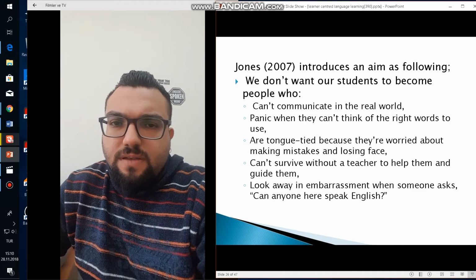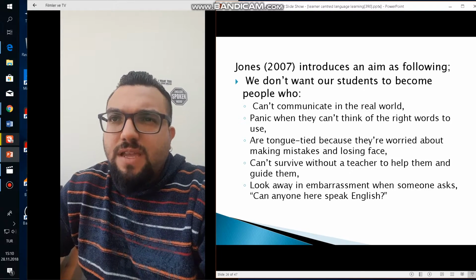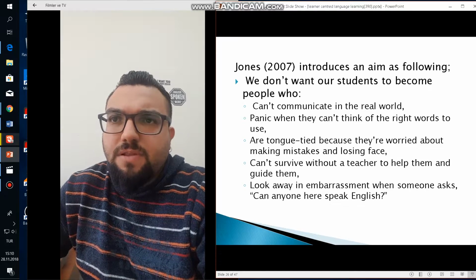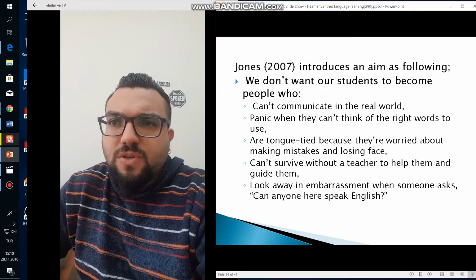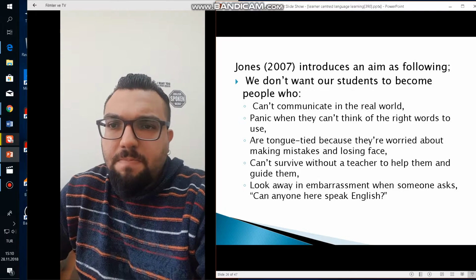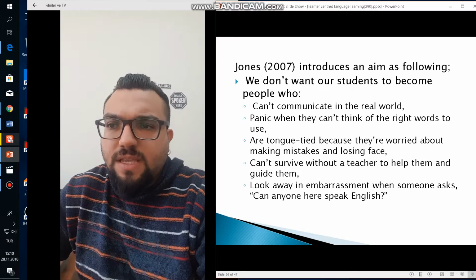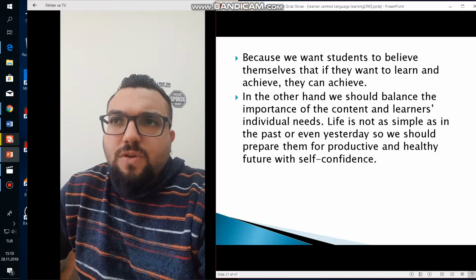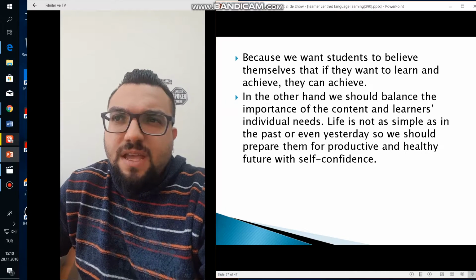The goals of student-centered learning. Jones introduced an aim as follows: we don't want our students to become people who can't communicate in the real world, panic when they can't think of the right words to use, are tongue-tied because they are worried about making mistakes and losing face, can't survive without a teacher to help them and guide them, look away in embarrassment when someone asks, "Can anyone here speak English?" Because we want students to believe themselves that if they want to learn and achieve, they can achieve.